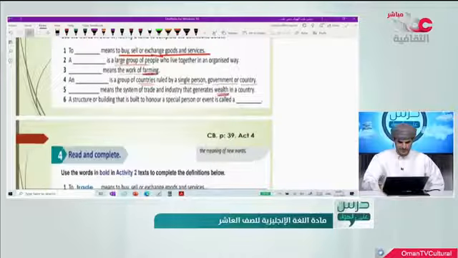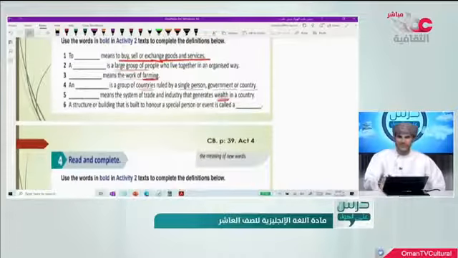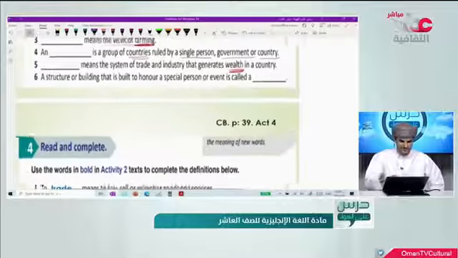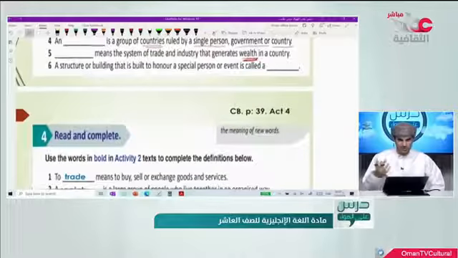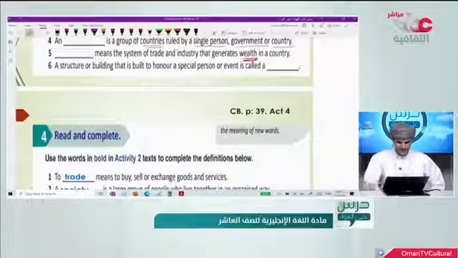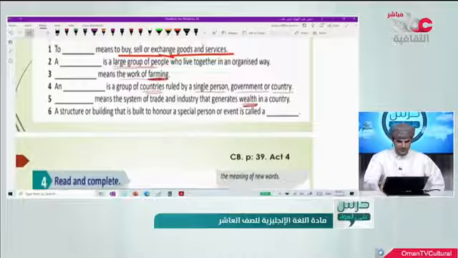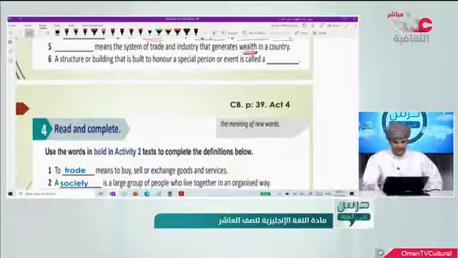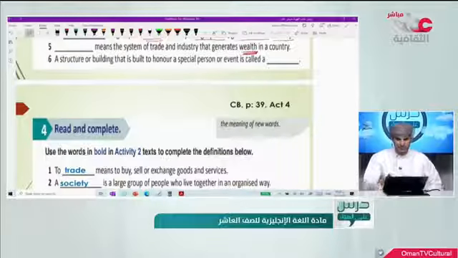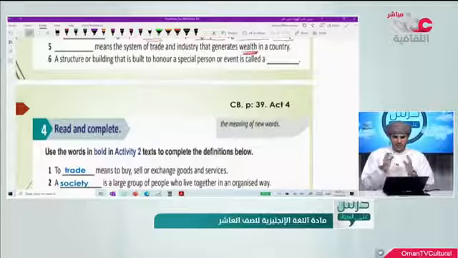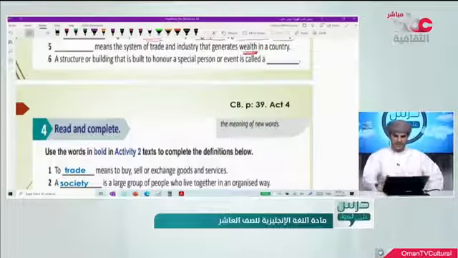Okay, Wahab. Number 1, to trade. Well done, Wahab. To trade means to buy, sell. From trading. Number 2, Ahmed. A society. Well done, Ahmed. Society is a large group of people, as we call it, mujtama. Society, large group of people who live together in an organized way.